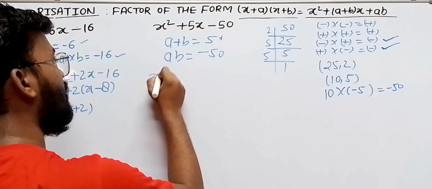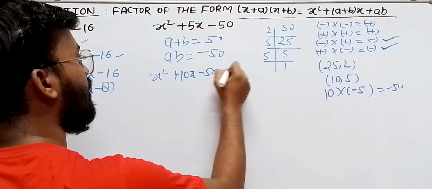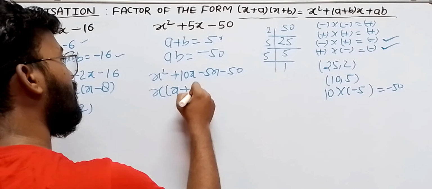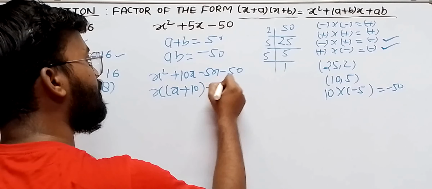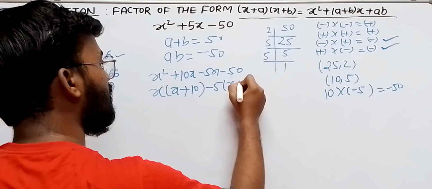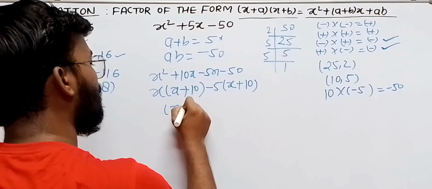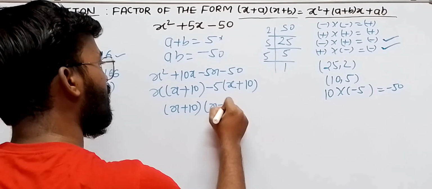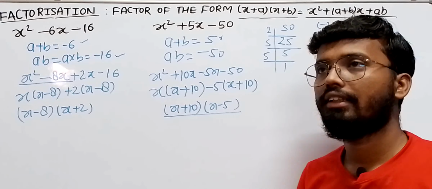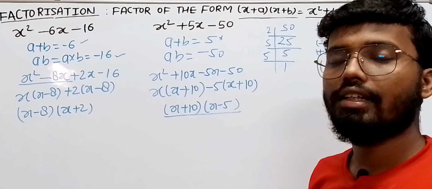So now it will become x square plus 10x minus 5x minus 50. Take x common from it, it will become x plus 10. Now from here we have to take minus 5, so minus minus plus, so it will become x, minus minus plus, so here it also becomes plus 10. Now take x plus 10 common from both, and here it will become x minus 5. In this manner we factorize any expression of the form x plus a, x plus b.